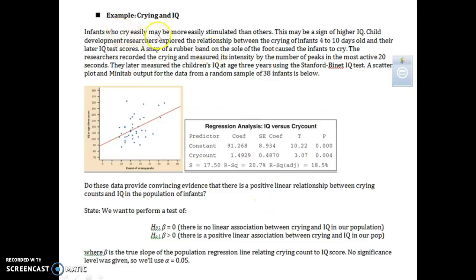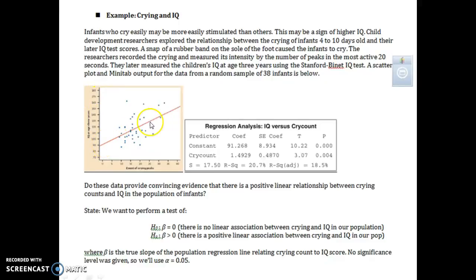So infants who cry easily may be more easily stimulated than others. This may be a sign of higher IQ. So they did a study, they actually did an experiment, and child development researchers explored the relationship between the crying of infants 4 to 10 days old and their later IQ scores. So they basically took the infants, measured their intensity. Along the x-axis here, our explanatory variable is count of crying peaks, and then the response variable is IQ at an age of 3 years.